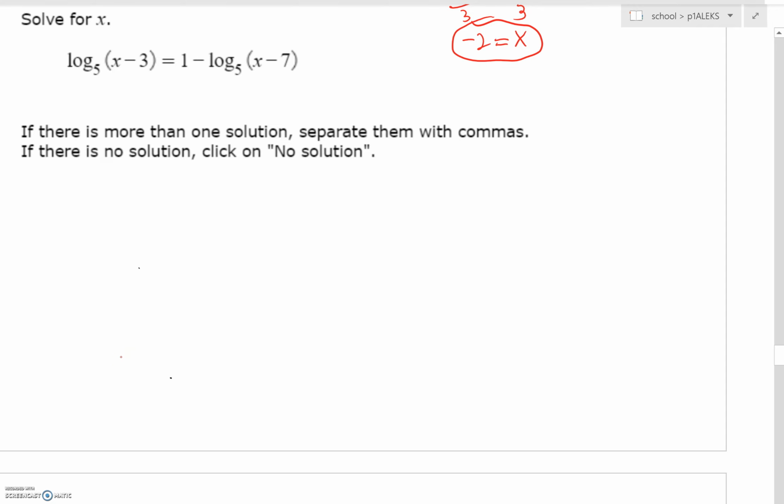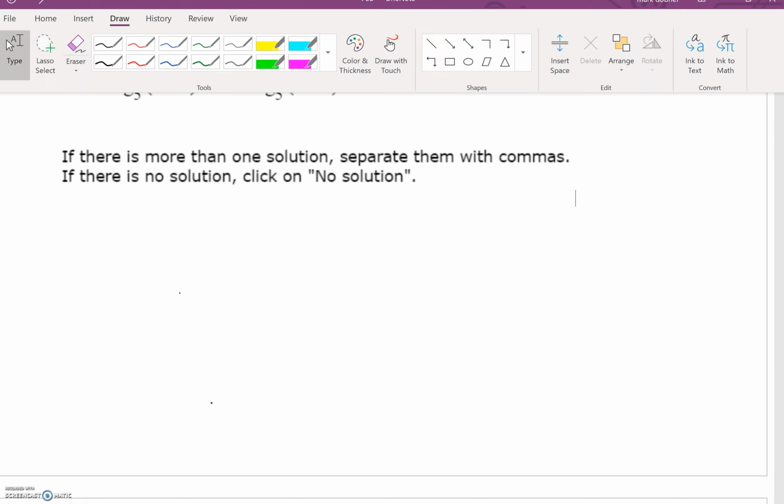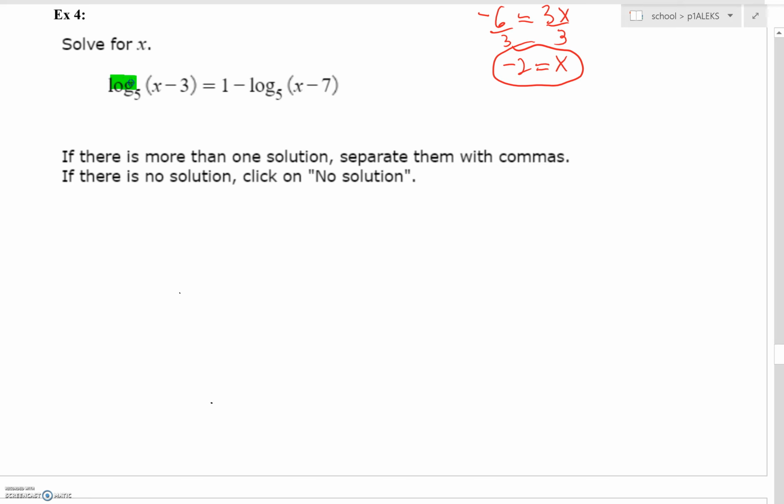Algebra 2, we have 8.8, our last problem in this lesson. It's at the very end of our notes. Solve for x. We've got two logarithms in this equation, much like our last problem. This one's honestly going to be more complicated. You're going to see why in just a moment.